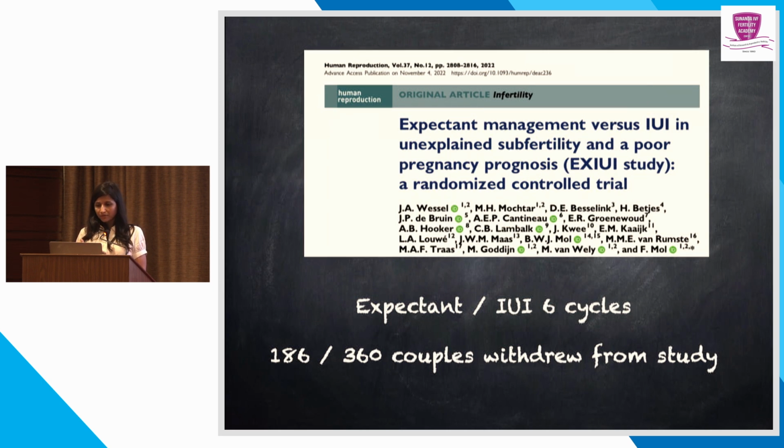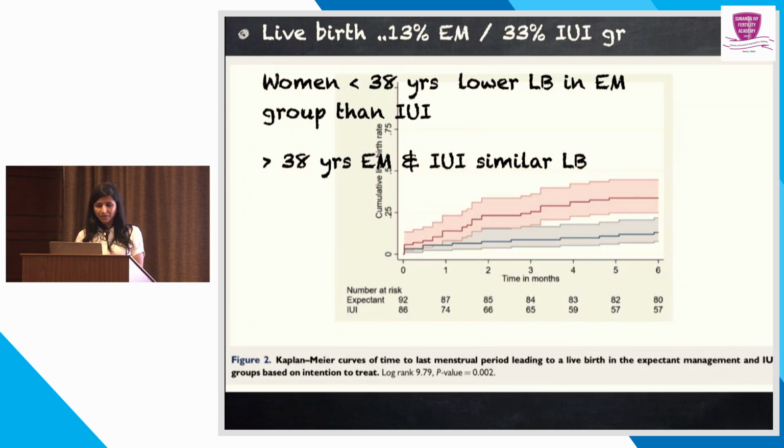So they compared expectant management versus IUI in unexplained infertility. They waited for 6 months with expectant management, and 6 IUI cycles were done. 180 couples were in expectant management and 360 couples withdrew from the study. In expectant management, the live birth rate was 13% and 33% in the IUI group.